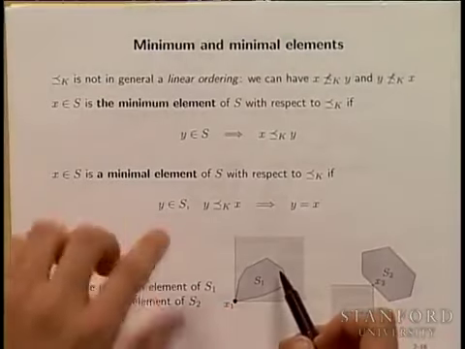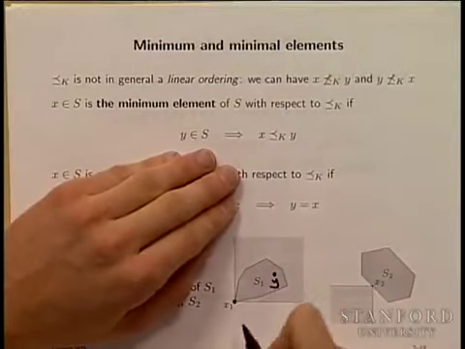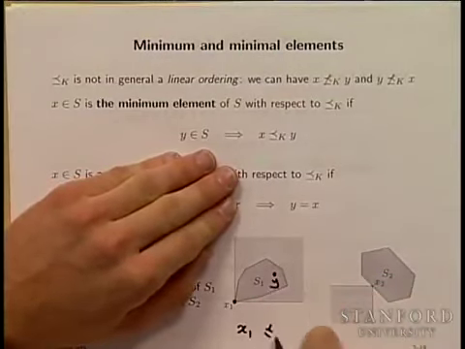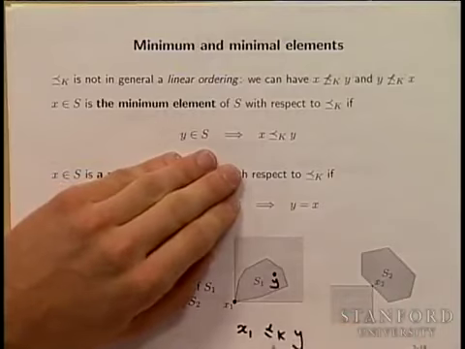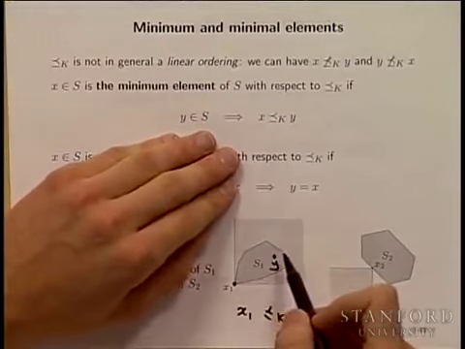And here's some pictures. So we're going to use the cone k equal to R plus to the 2, so component-wise inequality in R2. And this point x1 here is the minimum element of S1. Now what that means is if I pick any other point y in S, then I can explicitly say that x1 is less than or equal to y. And that will hold for any point in here.